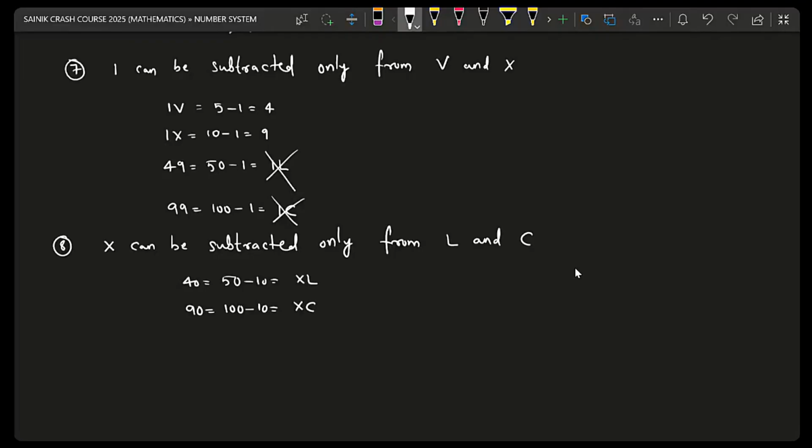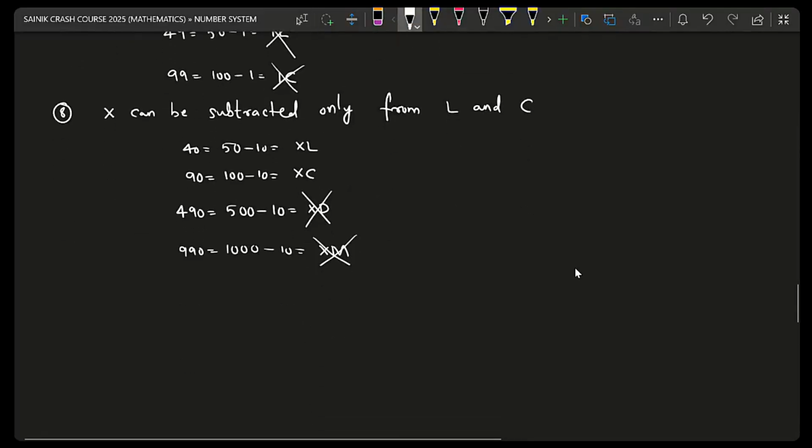But if you want to write something like 490, sir, 490 is 500 minus 10. So I will write XD. This is the wrong way of writing. Why? Because X is allowed to be subtracted only from L and C, but cannot be subtracted from D. This is wrong. Similarly, I want to write 990. So 990 is 10 less than 1000. So I'll write 1000 minus 10, and I want to write it as XM. This is also the wrong way of writing. Why? Because we have the clear rule, that X can be subtracted only from L and C.